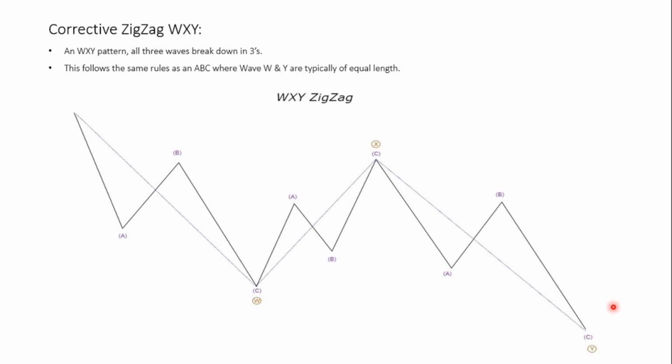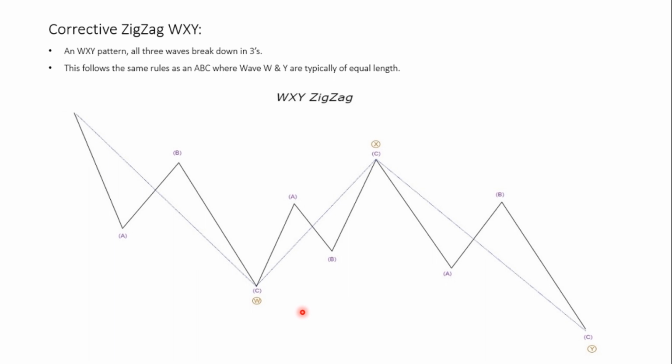So moving on to what's called a zigzag, and this is a WXY pattern, and again, same ratios, W and Y of equal proportions, and no further than 1.382 times the length of W. Exactly the same as an ABC.